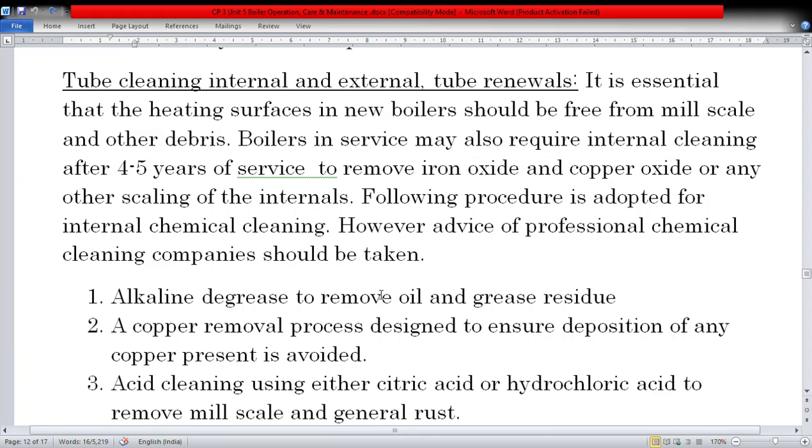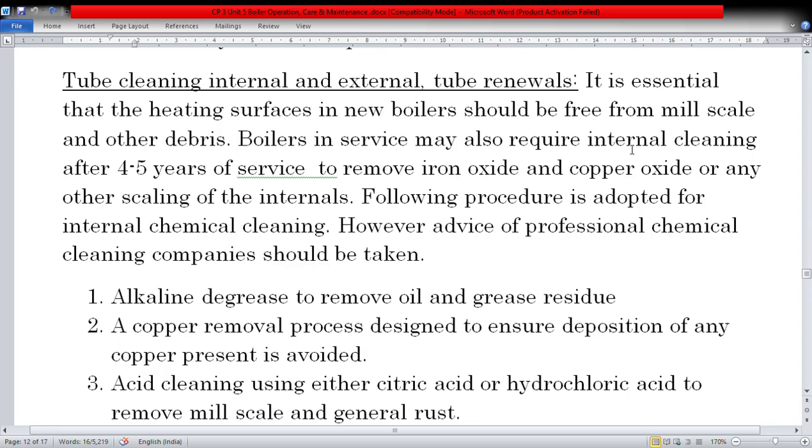As you all know, we are covering topics related to boilers which the surveyor is asking. So we are trying to cover all the aspects of the boiler. In this video we'll just go through, because I have taken these extracts and tried to make the notes in simple language here. So we'll browse through the topic, that is tube cleaning, internal and external, and tube renewals.